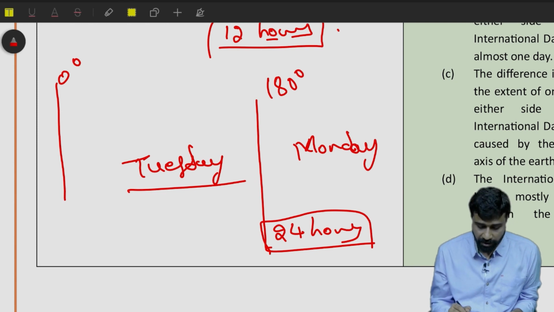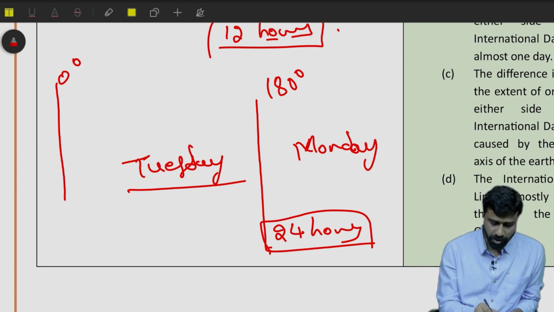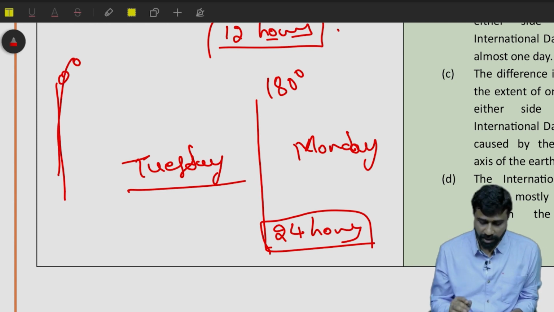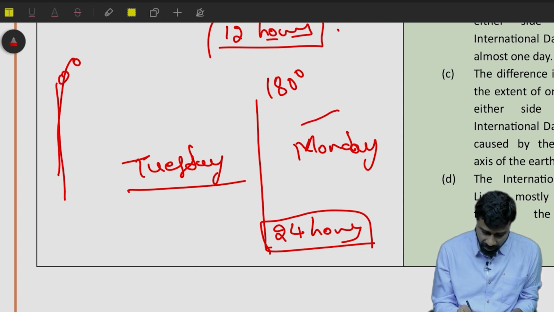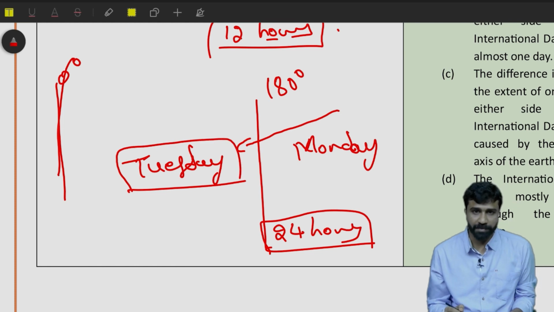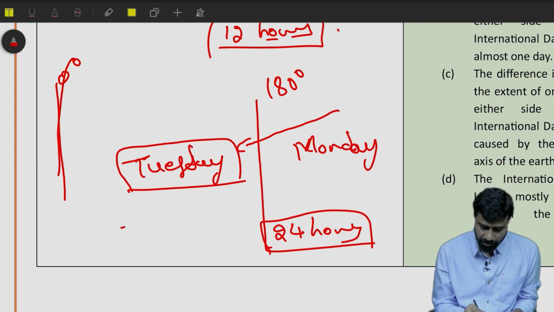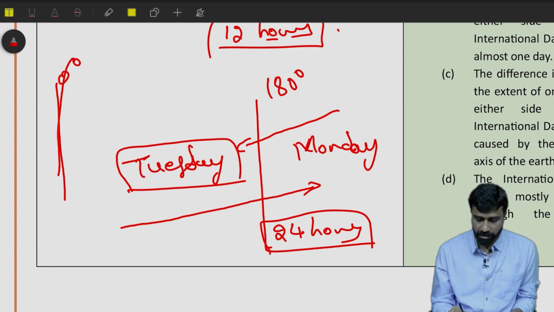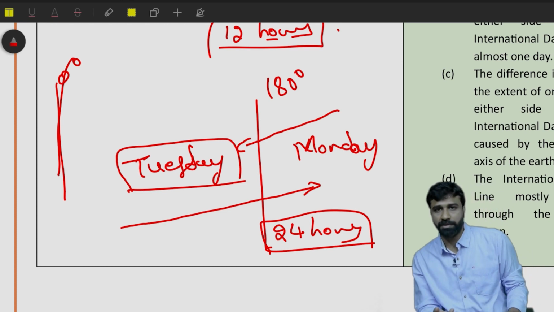If you take a particular time, it is very easy to determine. You need not take the date here, it is just a hypothetical thing. If a person is crossing this 180 degrees and entering this place, he will gain a day. If a person is crossing from the west side to eastwards, he will lose a day. That is a simple concept, right?